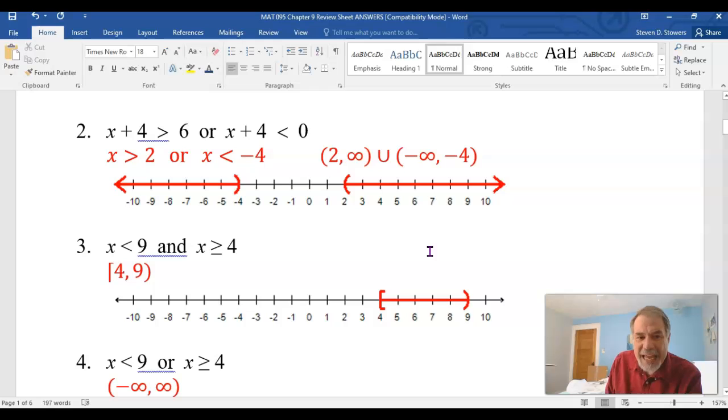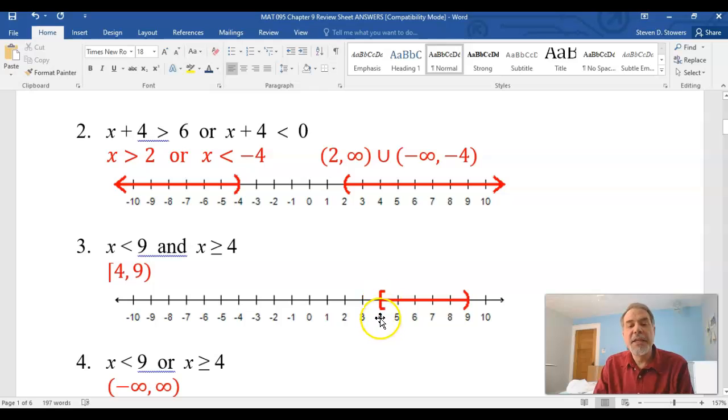The word and means that both of those things have to be true. x has to be less than 9, and it has to be greater than or equal to 4. So we wouldn't include numbers like 2. 2 is less than 9, but it's not greater than or equal to 4. We wouldn't include numbers like 10. 10 is not less than 9, even though it is greater than or equal to 4. But we would include all the numbers in between, like 6, for example. 6 is less than 9, and it's greater than or equal to 4.